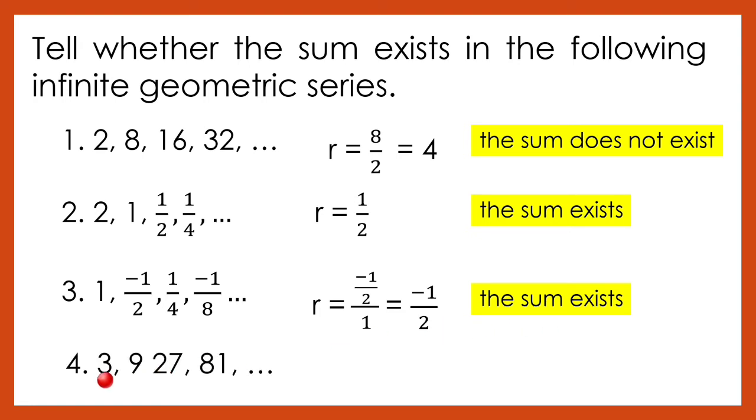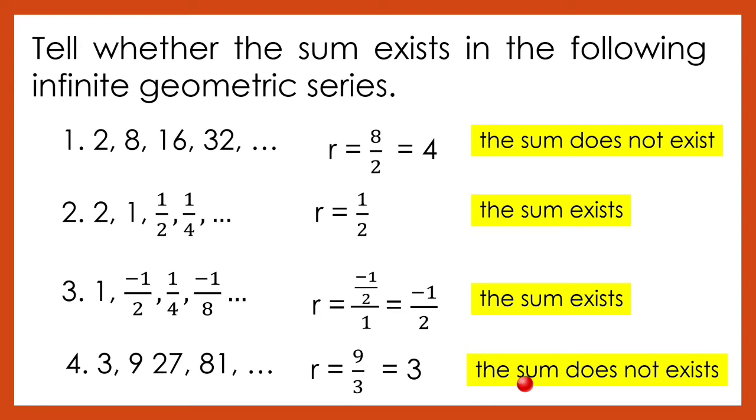Number 4. 3, 9, 27, 81, and so on. Nag-e-exist kaya ang sum nito? Let's get the common ratio. 9 over 3 is equal to positive 3. Is 3 greater than negative 1 and less than 1? No, ang 3 is greater than 1. Therefore, the sum does not exist. Hindi natin makukuha ang sum ng geometric sequence na ito.